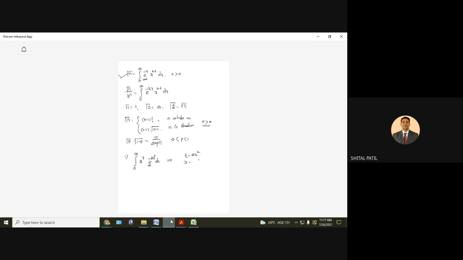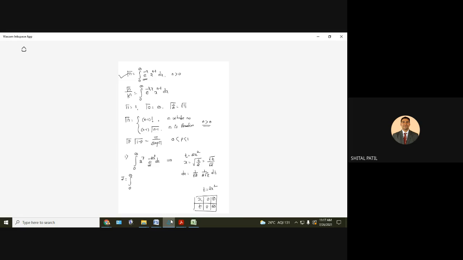Then x will become root t divided by root 2, and dx becomes 1 upon root 2 and 1 upon 2 root t dt. Limits will change; check the limits. T equals 2x square. Limits of x are known, 0 to infinity. Find the limits of t and you will find that there is no change in the limits.